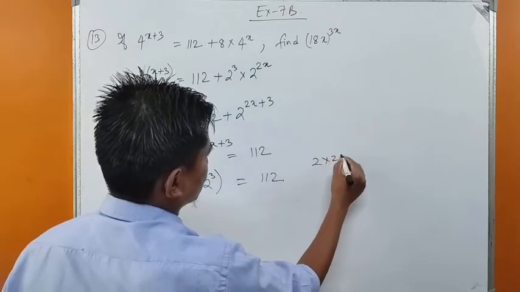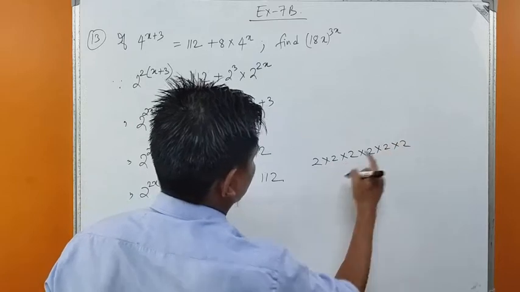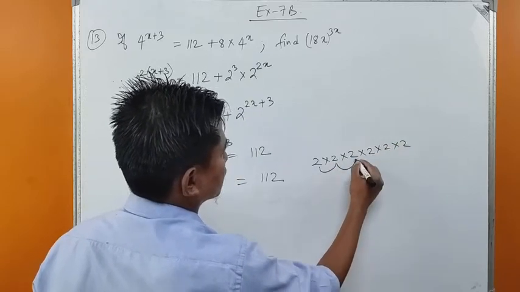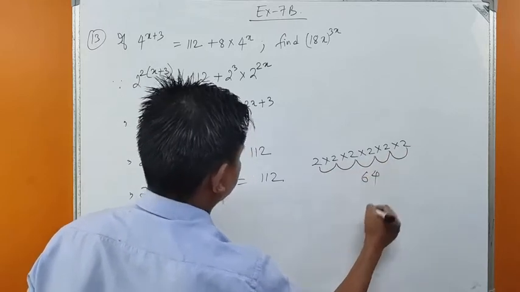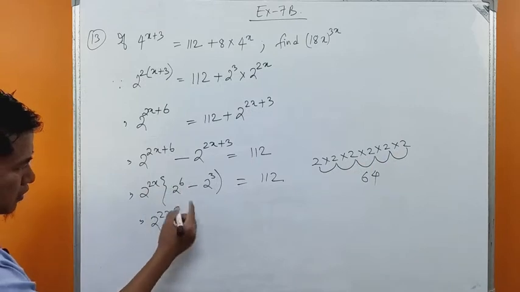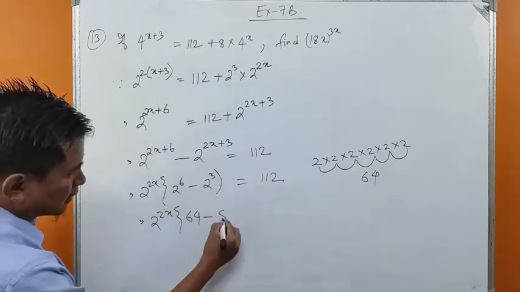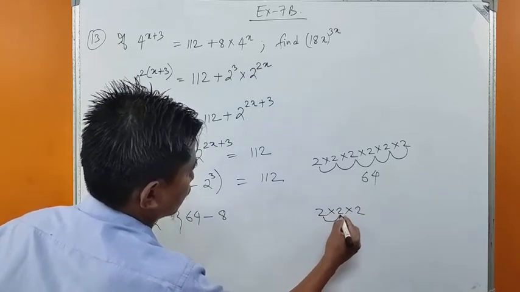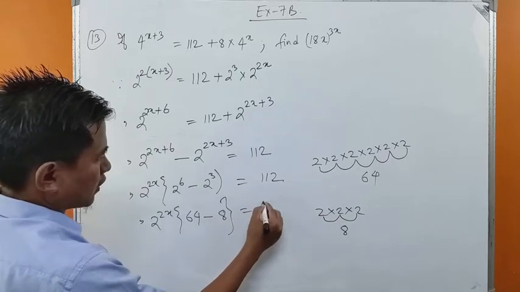2 into 2 into 2 into 2 into 2 into 2. 1, 2, 3, 4, 5, 6. 2 to the 4, 4 to the 8, 8 to the 16, 16 to the 32, 32 to the 64. So 2 to the power 6 means 64, minus 2 cubed means 8. 2 into 2 into 2. 2 to the 4, 4 to the 8, equals 112.